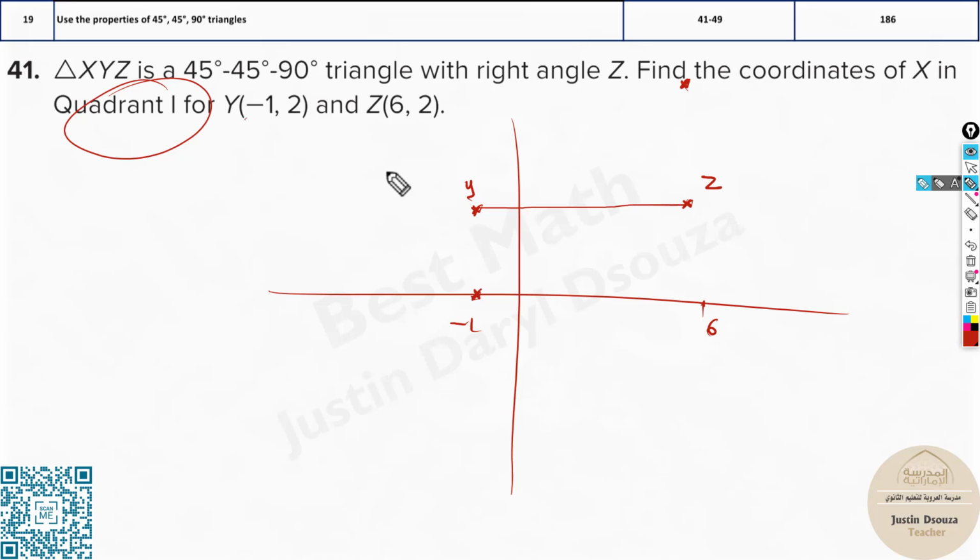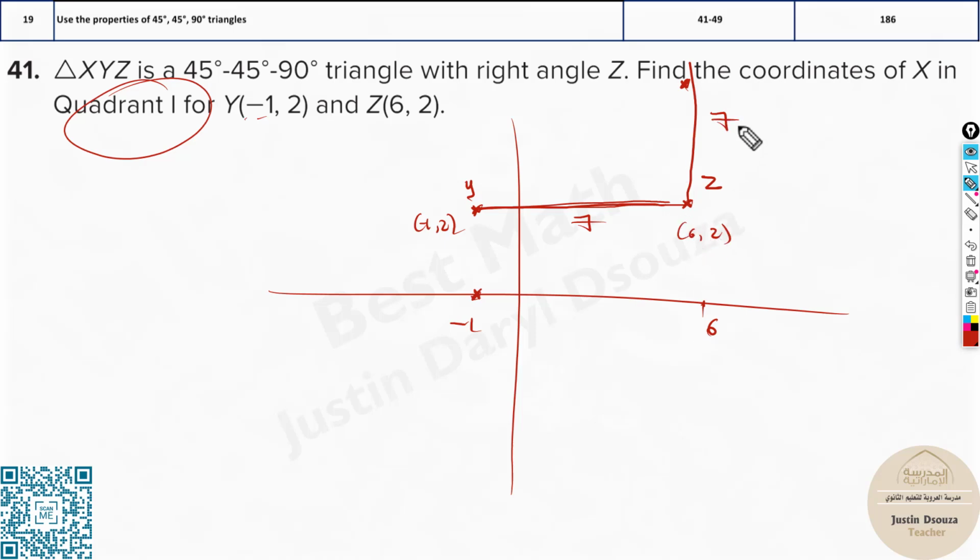You only know this much from the given coordinates, right? This is (-1, 2), and this is (6, 2). Now they have told the point X must be in quadrant 1. So it must be over here. It can't go down because we know one leg length is how much? 7. So it must be 7. It has to go up. So this must be 7 itself.